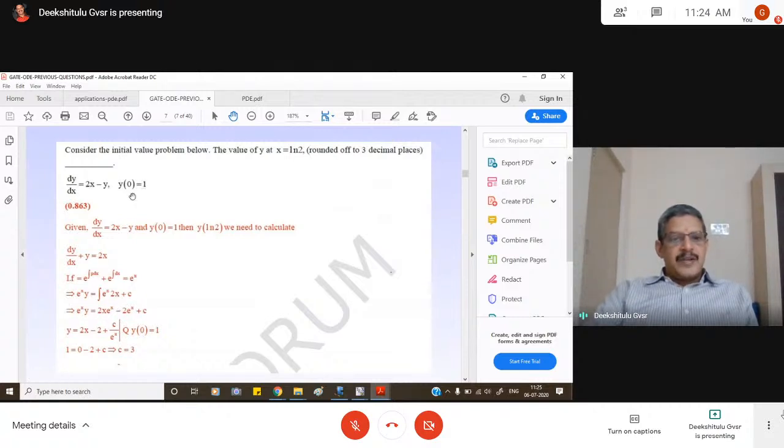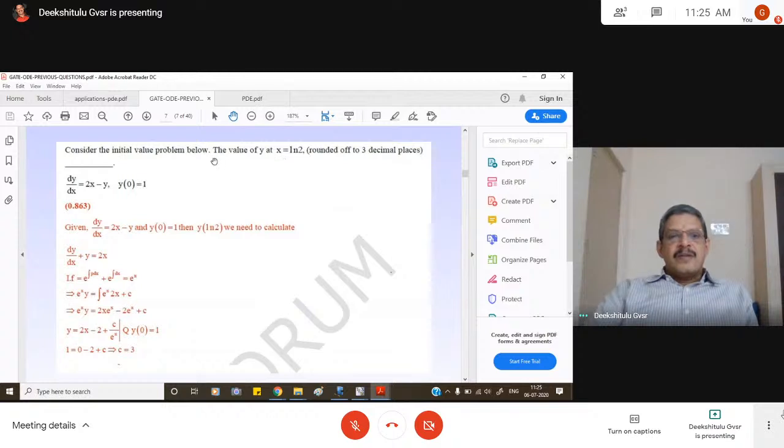Once you get the solution like this, you put the condition y at 0 is 1. Put x is equal to 0, e power 0 is 1. The first terms become 0, and this becomes minus 2 plus c. So c minus 2 is equal to y at 0, and y at 0 is 1. So c minus 2 is equal to 1, so c becomes 3. So the solution becomes e power x y is equal to 2x e power x minus 2 e power x plus c.